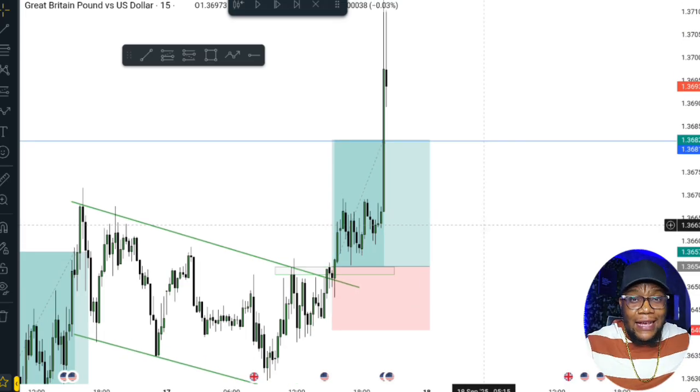And always remember, guys, keep your trading simple, never complicated. Once you follow these three key basic principles, trust me, it's going to be a game changer.